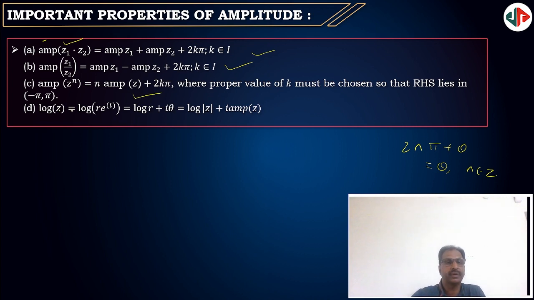And logarithm of a complex number. This is important. This is e power i theta. And already we know that z can be written as r into e power i theta. So log of m into n, log m plus log e power i theta is i theta. That is log of its modulus, because r is nothing but modulus, plus i into theta, which is nothing but amplitude. So remember, log z is nothing but log of its modulus plus i into its amplitude.